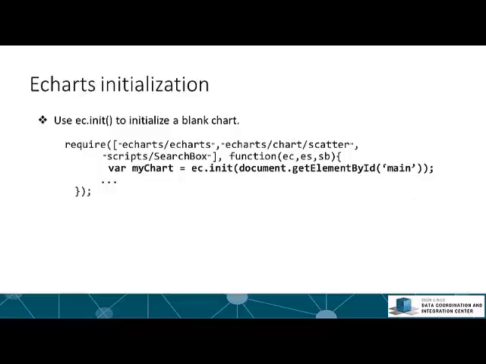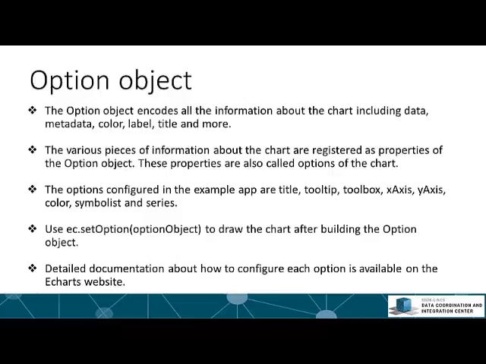There is a div tag in the index.html page with ID main. So document.getElementById selects that div, and the echarts.init function initializes the chart under the div tag. The option object encodes all the information about the chart, including data, metadata, color, label, title, etc. The various pieces of information about the chart are registered as properties of the option object. These properties are also called options of the chart.